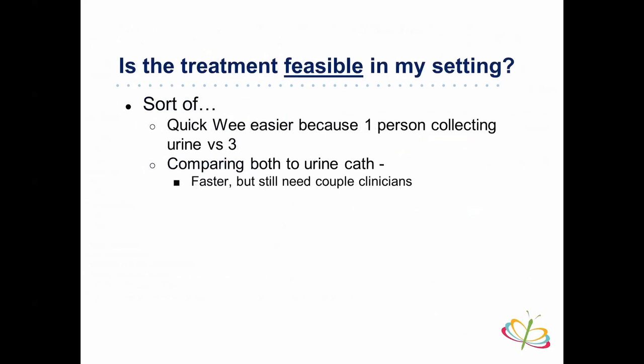Is the treatment feasible in my setting? If we're looking at quick wee versus the bladder stim, the quick wee only requires one person, so one person is doing this, both holding the cup and doing the circular motion, versus the bladder stim, where one person is holding and tapping, and so on. So that one takes 3 individuals. Comparing to CAS, that one also takes multiple people to hold and to do the CAS, but depending on who's doing the CAS, it can be a lot faster as well.